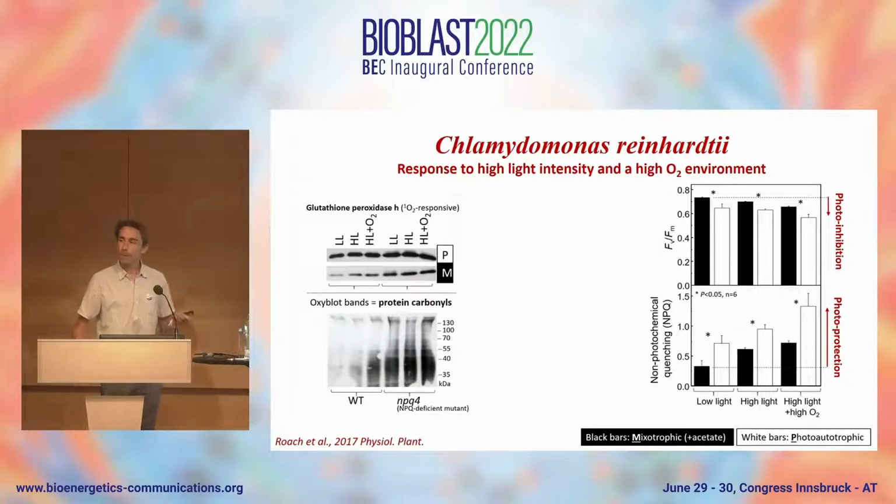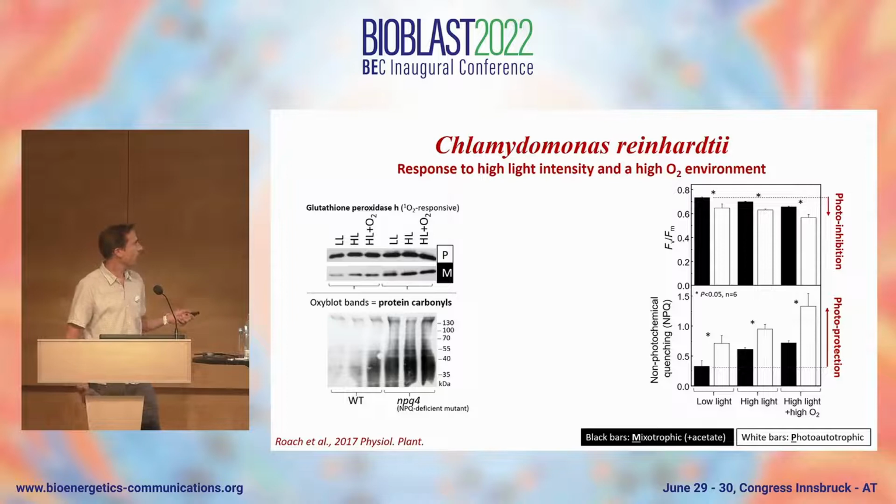Now focusing a bit more inside the cells, looking here at the protein level, here a Western blot looking at the levels of glutathione peroxidase, which is known to protect cells from lipid peroxide breakdown products, such as these reactive electrophiles. And what we can see here is that the photoautotrophic cells have a much higher level of these glutathione peroxidases than those grown under mixotrophic conditions.